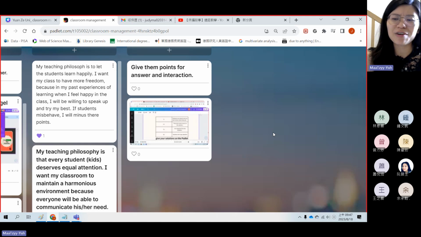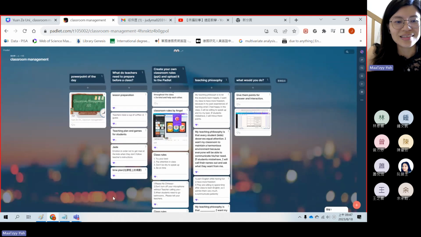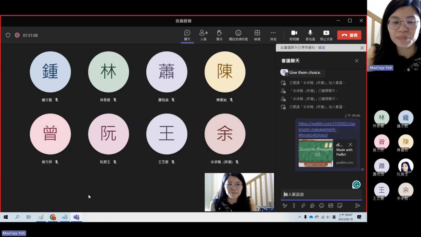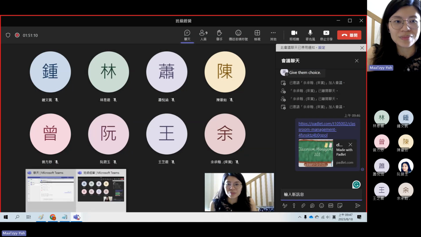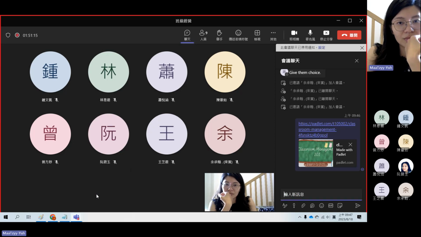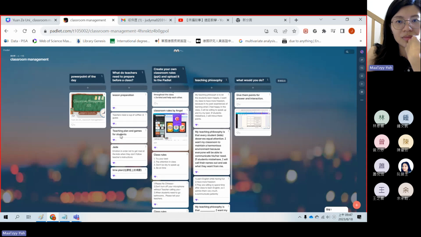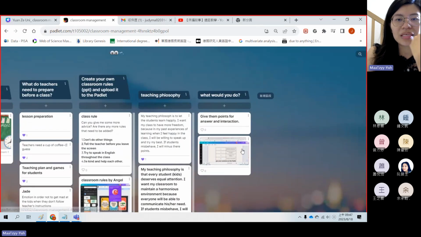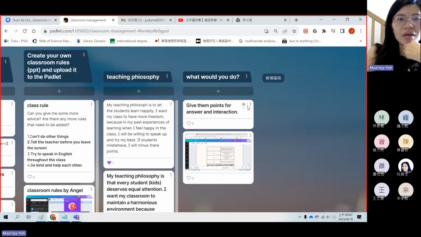Okay, let's wait for maybe 3 minutes for everyone to get into the Padlet, and I'm really curious about what your responses are going to be. Can you please mark the number of the answer so that we can see clearly what your response is for each item?